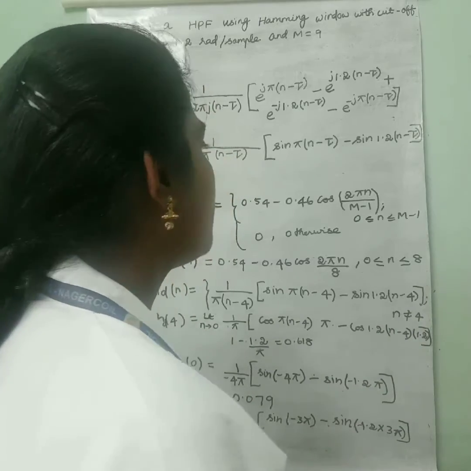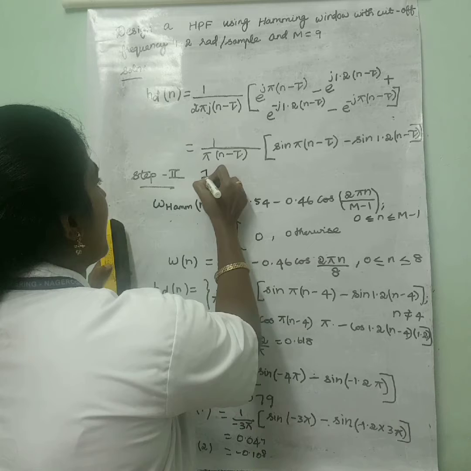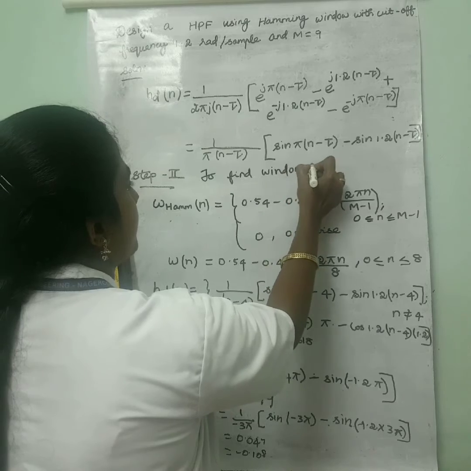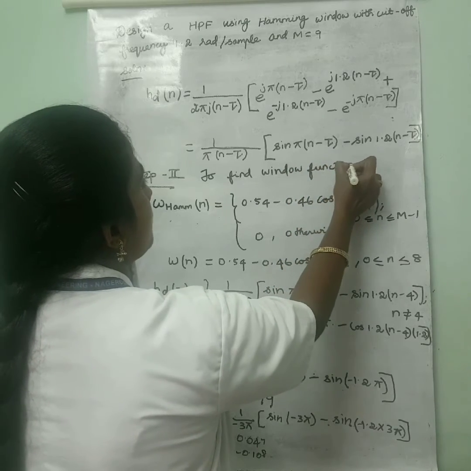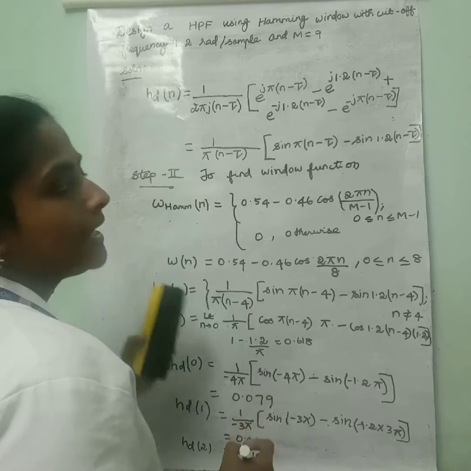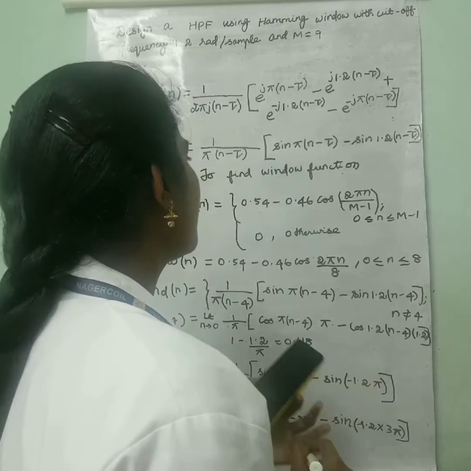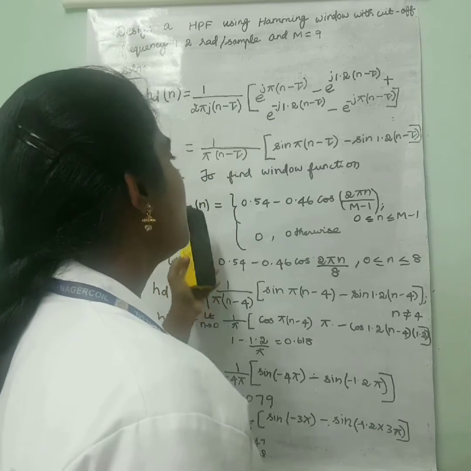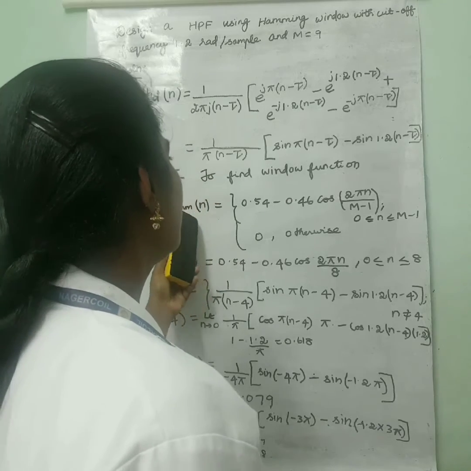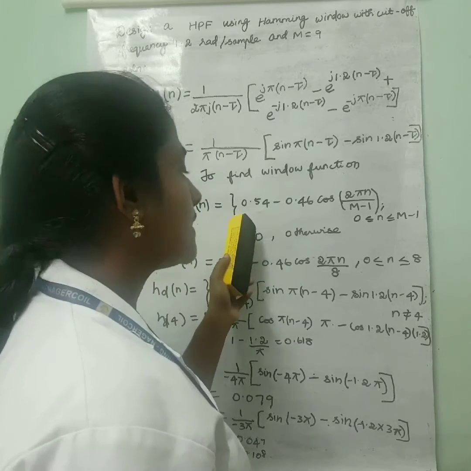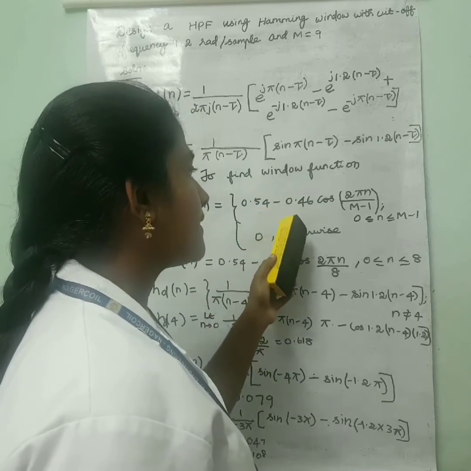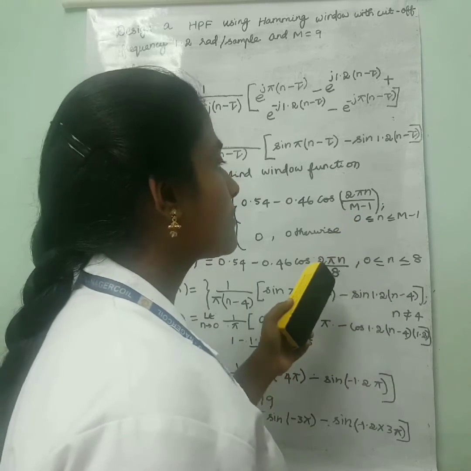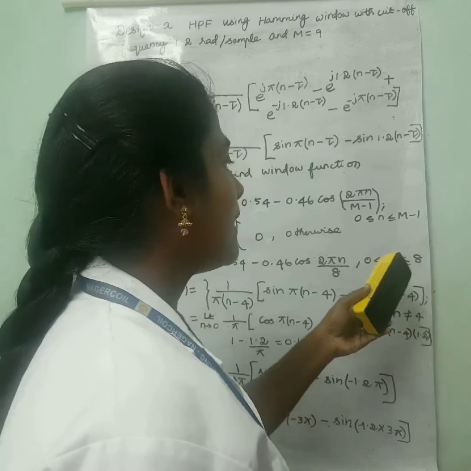Second step is we have to find the window function. Here the given window function, in the question they have given, is the Hamming window. Here our filter is a causal filter since τ is not equal to 0. So for a causal filter the equation for the Hamming window is w(n) is equal to 0.54 minus 0.46 cos(2πn divided by M − 1). The limit is 0 to M − 1.